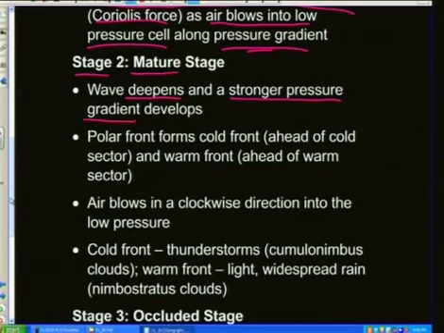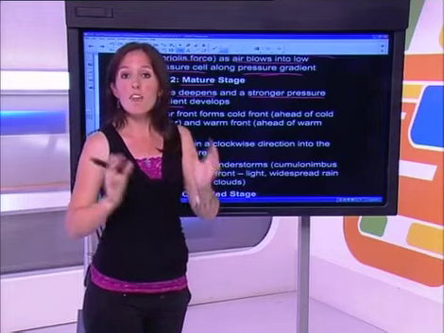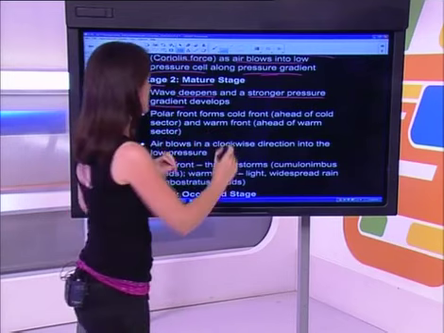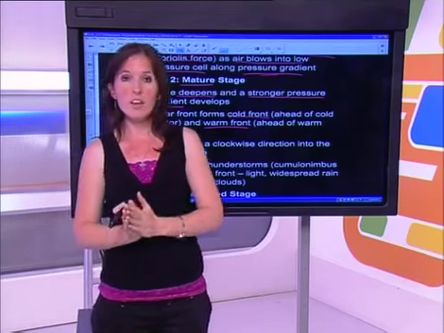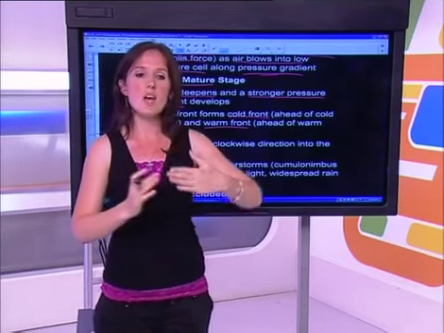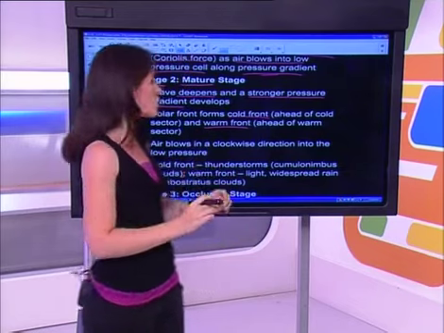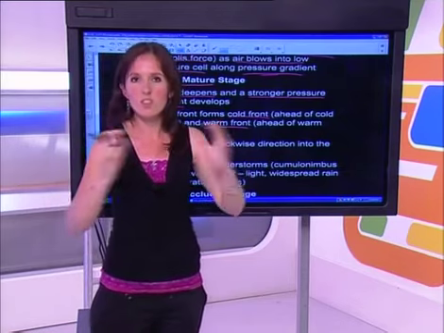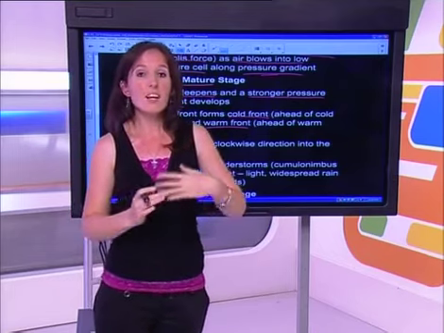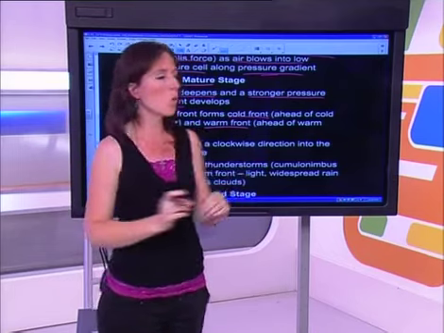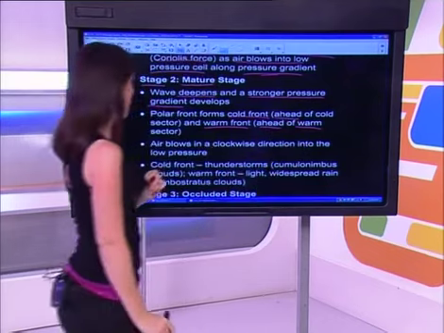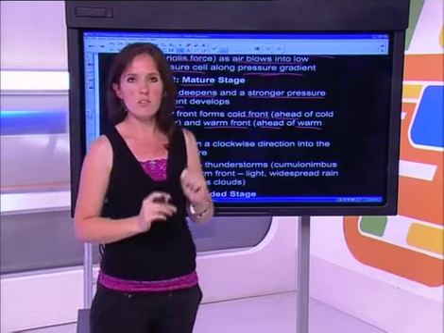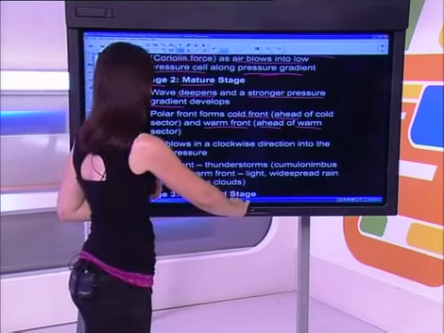Once that happens, our polar front now forms two separate fronts. It forms the cold front as well as the warm front. Now you need to also remember the definition for a cold front and a warm front. A cold front literally translates to the leading edge of cold air. So it's ahead of the cold sector, the cold air. Warm front translates to the leading edge of warm air. So we say it's ahead, in this case, of the warm air. So now we've got our cold front, we've got our warm front. Let's have a look at what else happens in this stage.